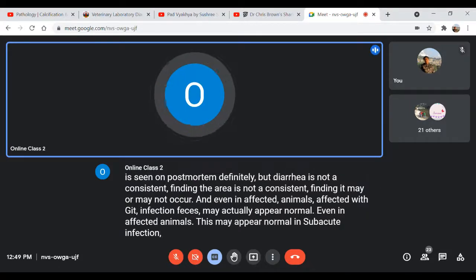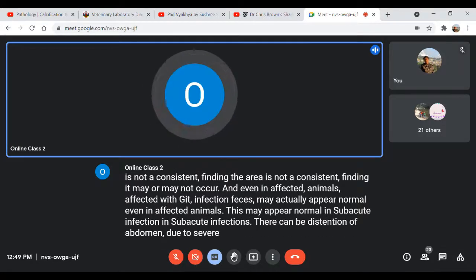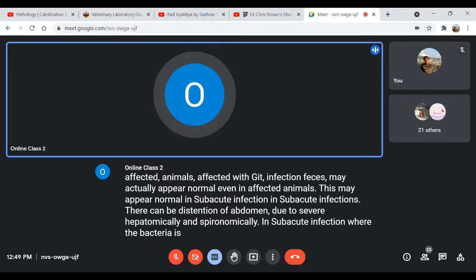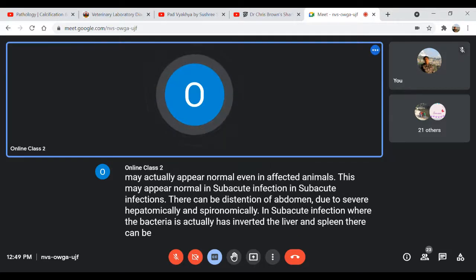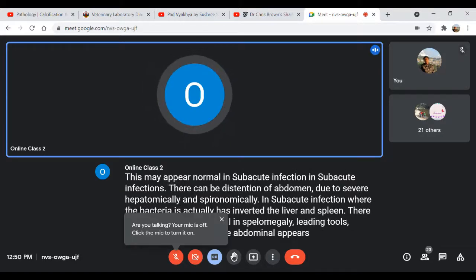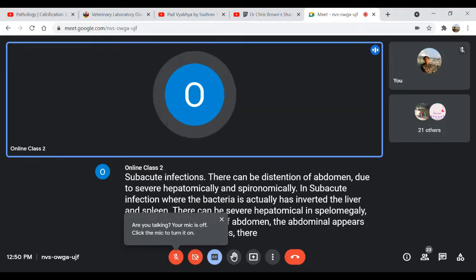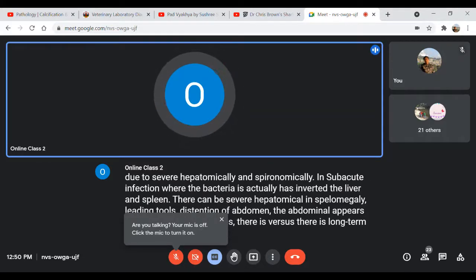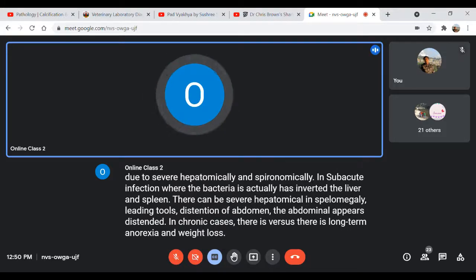In subacute infections, there can be distension of abdomen due to severe hepatomegaly and splenomegaly. In subacute infection, where the bacteria has invaded the liver and spleen, there can be severe hepatomegaly and splenomegaly, leading to distension of abdomen. In chronic cases, there is long-term anorexia and weight loss.